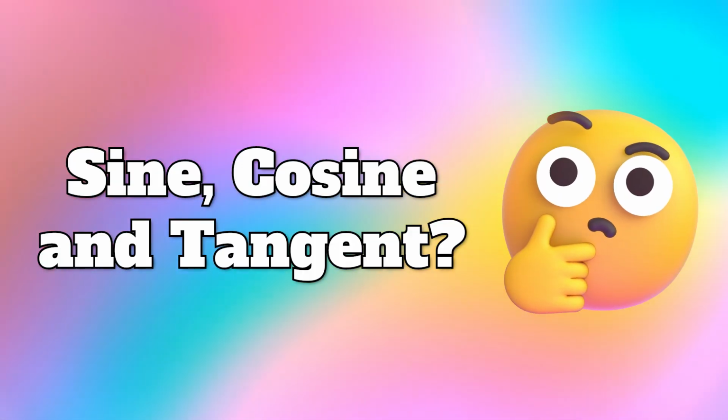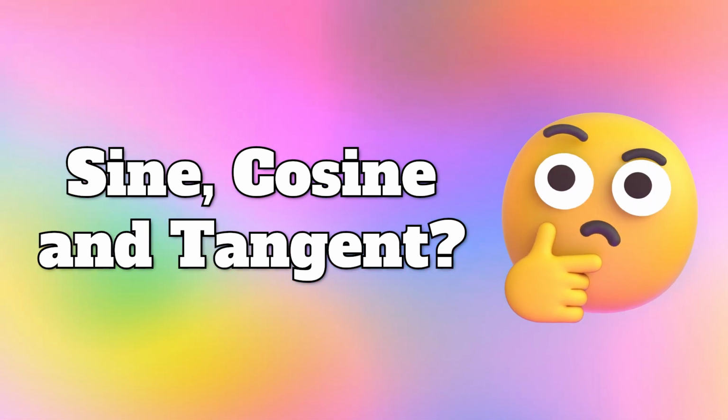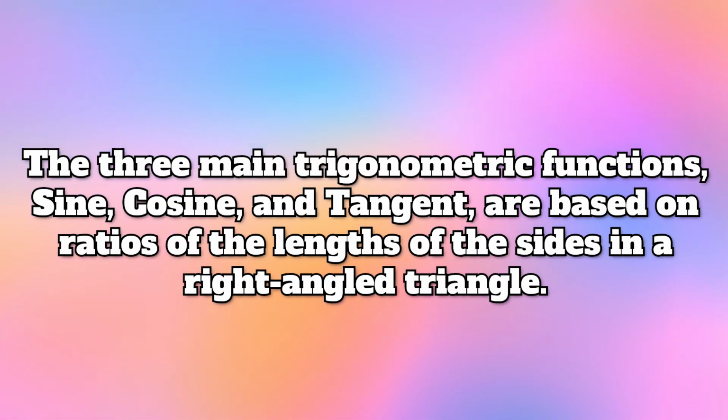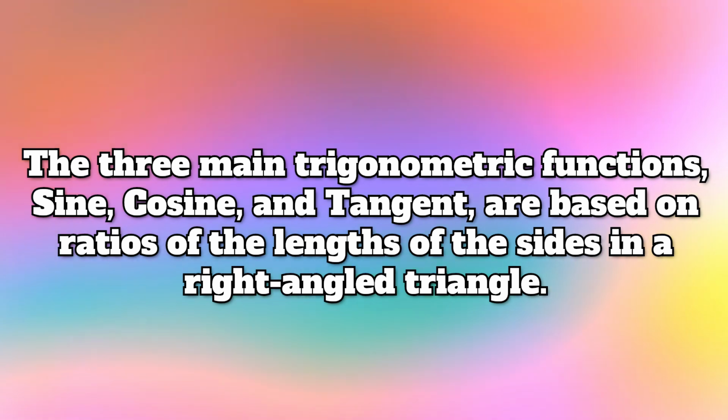Now we are going to look at what exactly are sine, cosine, and tangent. The three main trigonometric functions, sine, cosine, and tangent, are based on ratios of the lengths of the sides in a right-angled triangle.